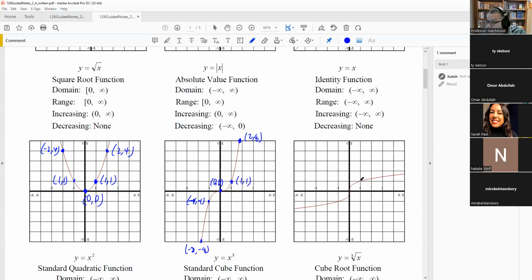And then the cube root function, we have 1, 1, 0, 0, -1, -1. And then way out here again, I'm going to have 8, 2. And all the way out here, I'll have -8, -2. Okay, so these are all points specifically that this graph goes through. And this is called the cubic functions.